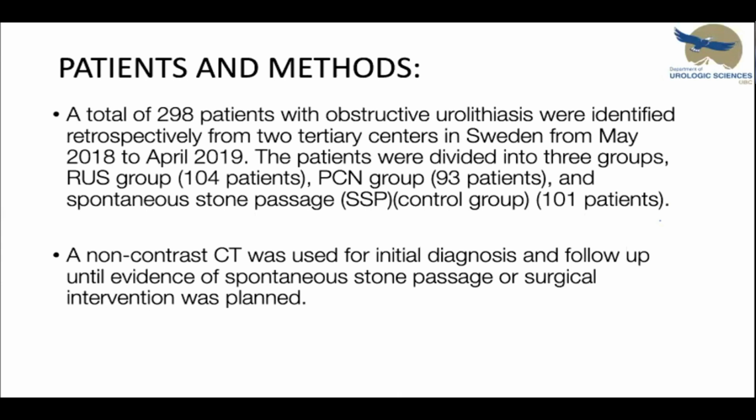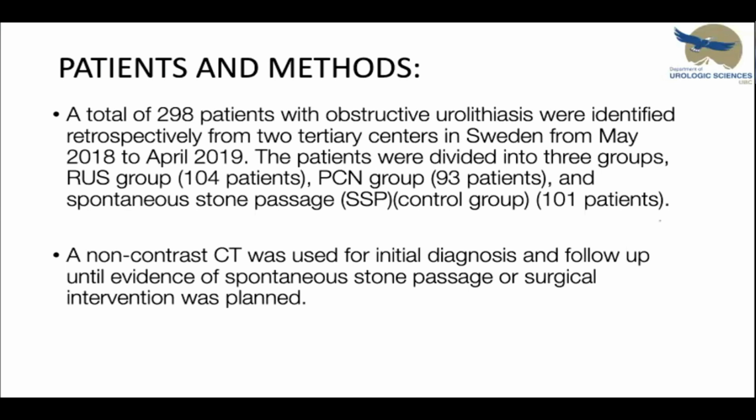The retrograde ureteric stent group had 104 patients. The percutaneous nephrostomy group had 93 patients, and the spontaneous stone passage group, the control group, had 101 patients.